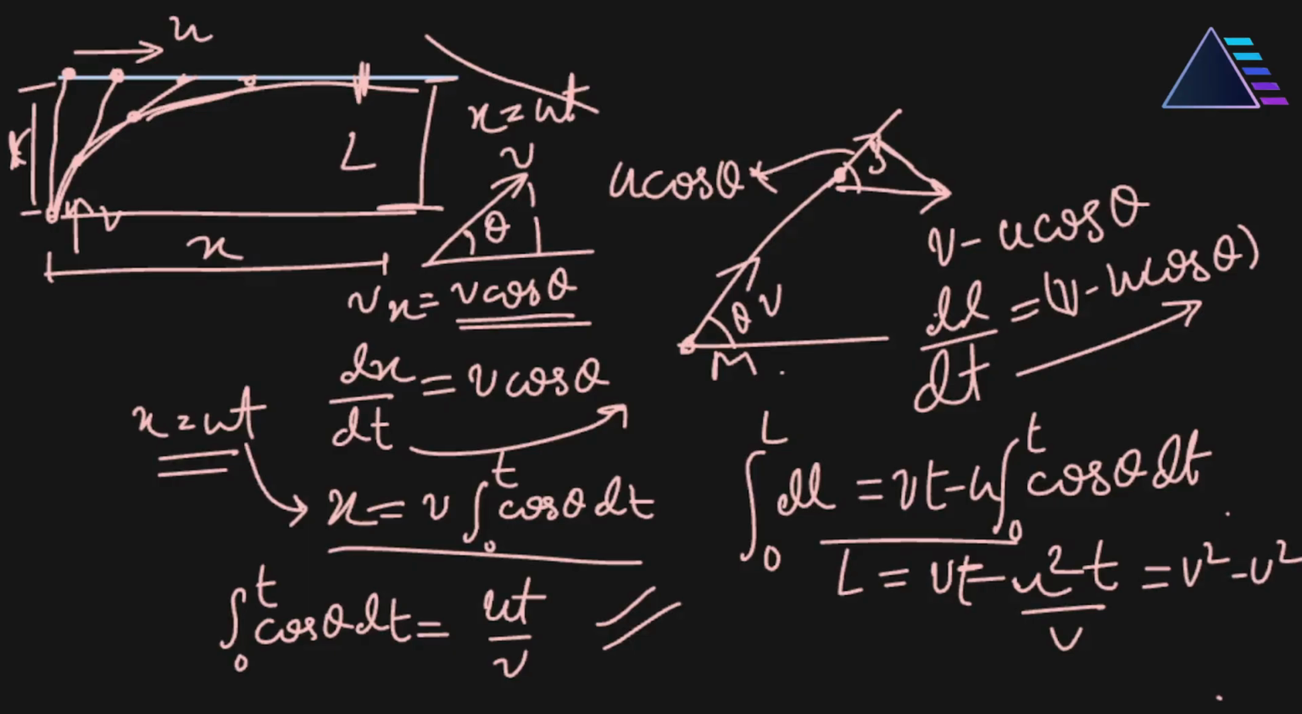So this will become L is equal to v squared minus u squared. Take that v that side, keep that t this side. So you finally get the interesting result that t is equal to L v divided by v squared minus u squared.